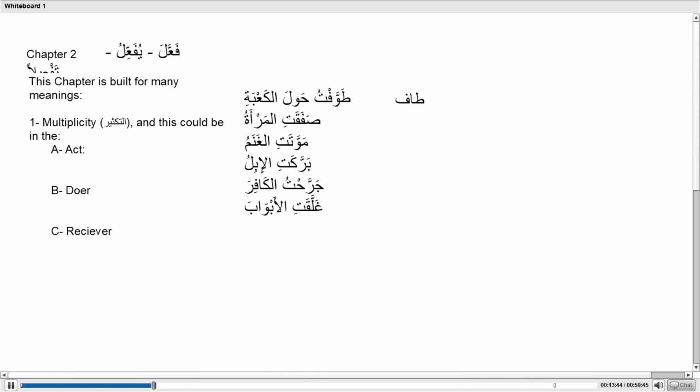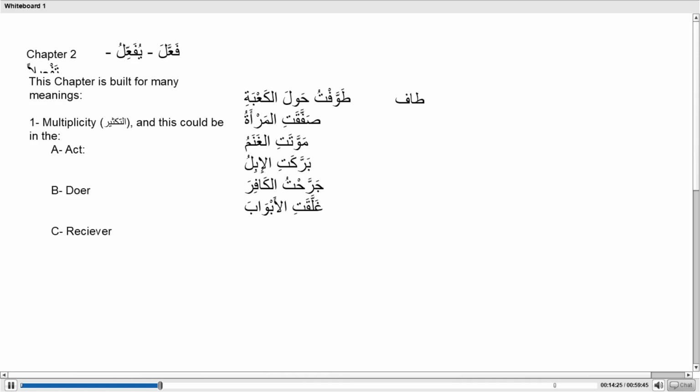Clear? So all you need to do is multiply the ain to show multiplicity. So you say what? صفقت المرأة. يعني what? يعني the woman clapped her hands. No, you don't add a dhamma, barakallah feek. That's a shadda. I think you mean the shadda.